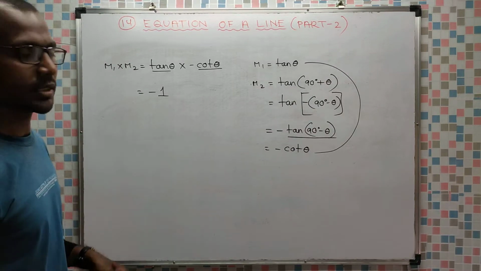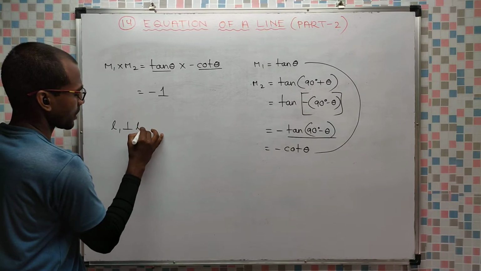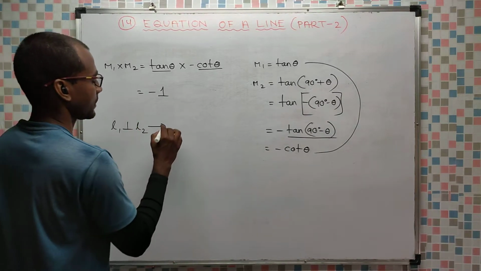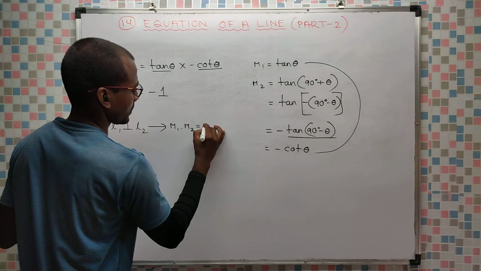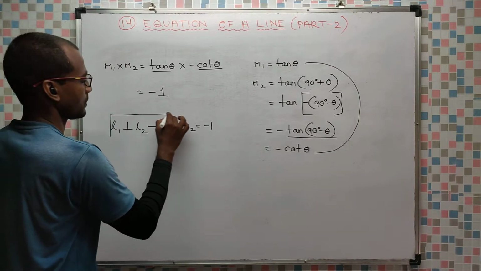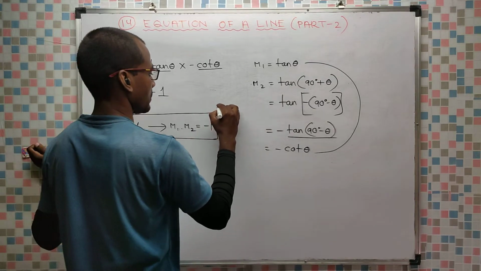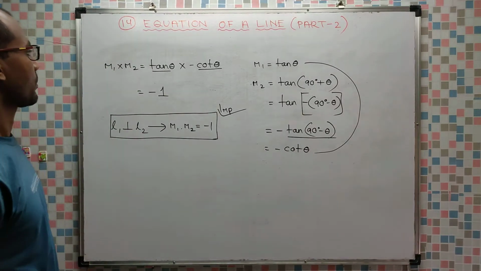So this is an important result. Remember, if L1 is perpendicular to L2, if two lines are perpendicular, then the product of their slopes is minus 1. Okay, so remember this.